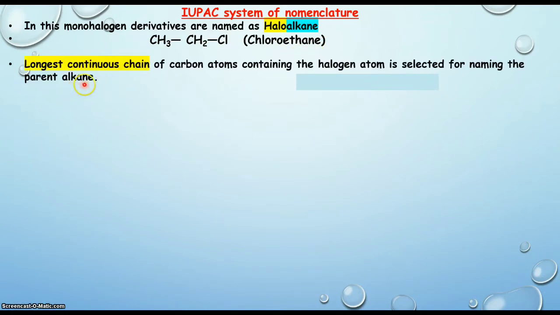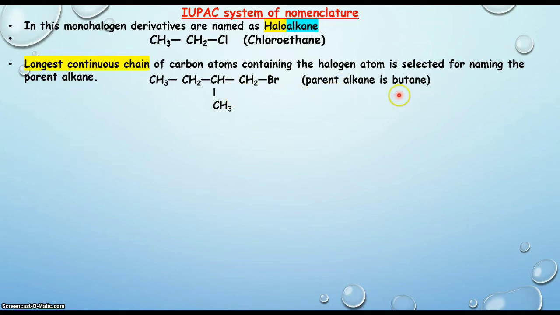While numbering a carbon chain, we have to consider the longest continuous chain of carbon atoms containing the halogen atom, which is selected for naming the parent alkane. Here is an example for this concept. You can observe here the longest chain is of 4 carbon atoms. That's why the parent alkane is butane.